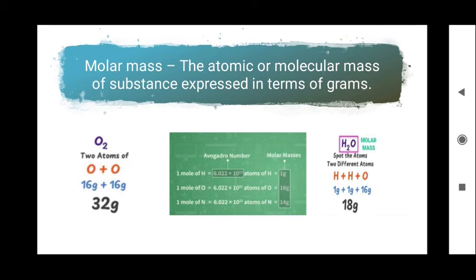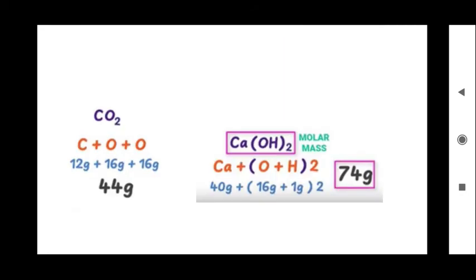Similarly, some more examples, like carbon dioxide: carbon plus oxygen plus oxygen, or else you can write 2 into O, that is 2 molecules of oxygen. Carbon's atomic mass is 12 and oxygen is 16 plus 16, so totally it is 44 grams for carbon dioxide. Similarly for calcium hydroxide also. So this is how we calculate the molar mass of different substances.